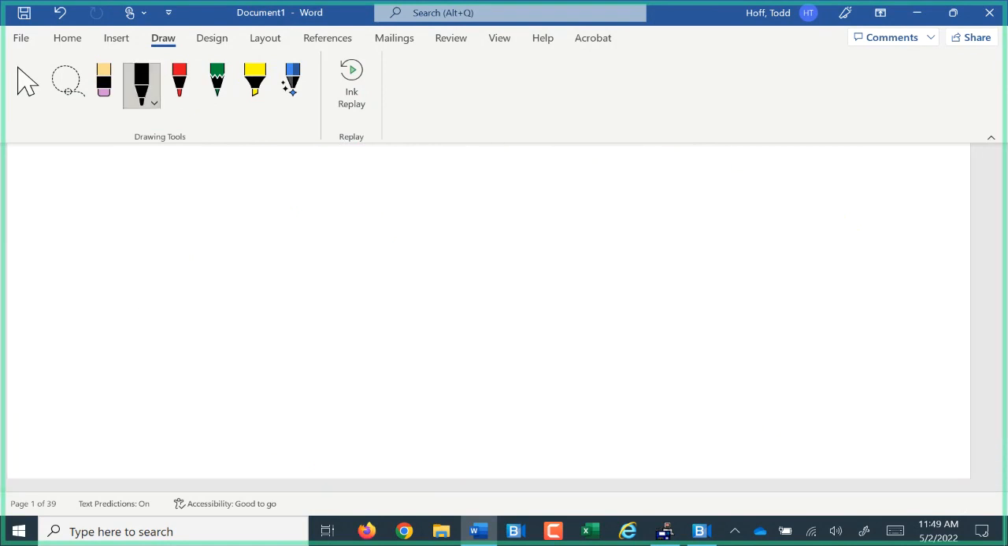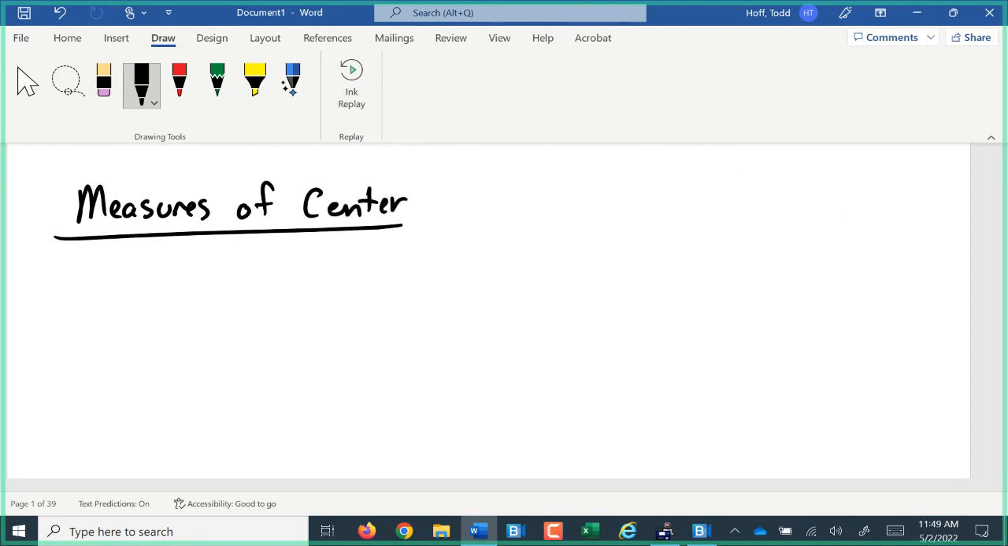So let's talk about measures of center. To demonstrate our measures of center, I'm going to start out with two sets of data. I'm going to have set A here, which is going to be the points 11, 7, 12, 15, and 20.